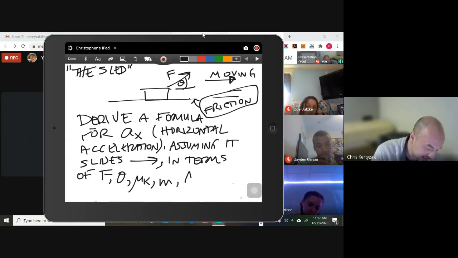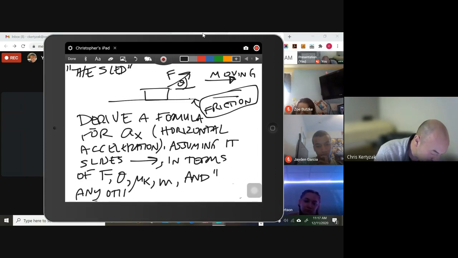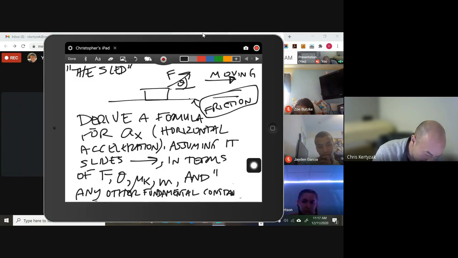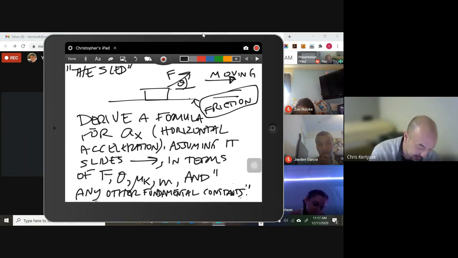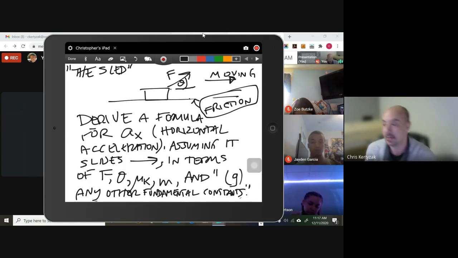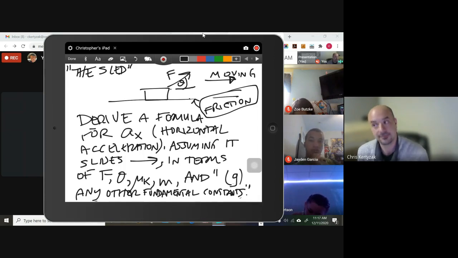And what they would say is, and any other fundamental constants. That's the AP exam's wording. When they say any other fundamental constants, I'm telling you now, they're talking about g. For whatever reason they don't just say g, because it's a constant, 9.8, it doesn't change. They just say any other fundamental constants. That means you would want g in that formula as well.